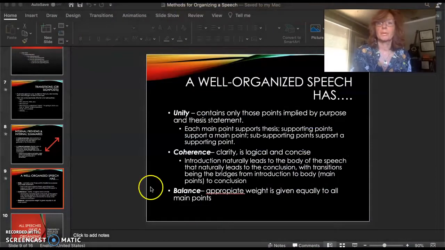Mostly we're going to focus on your basic informative speech, because persuasive speaking has its own way of putting information together. And so pretty much what I'm going to give you is how to put your basic informative, or maybe even a speech to entertain, together. So let me pull up the PowerPoint. Here we go.